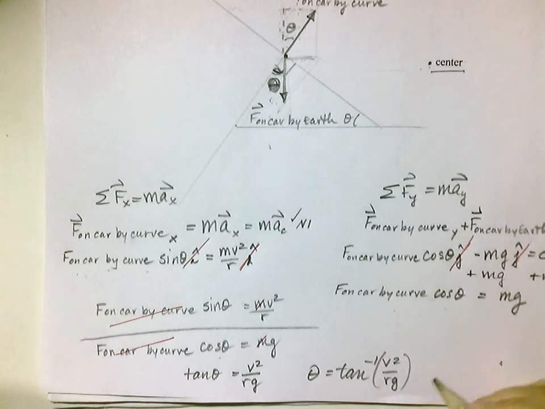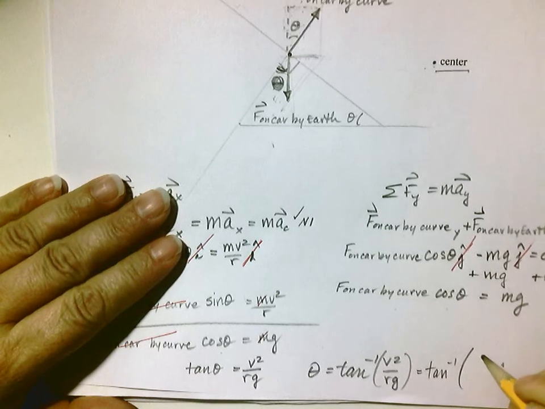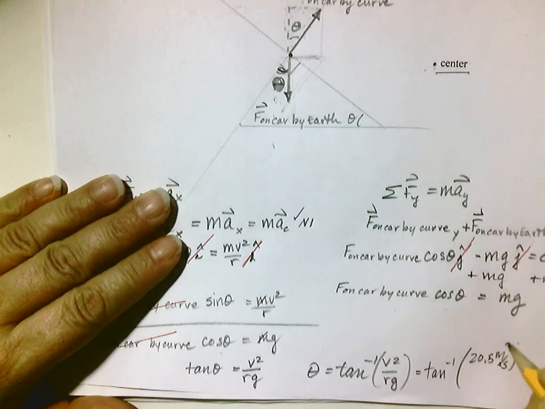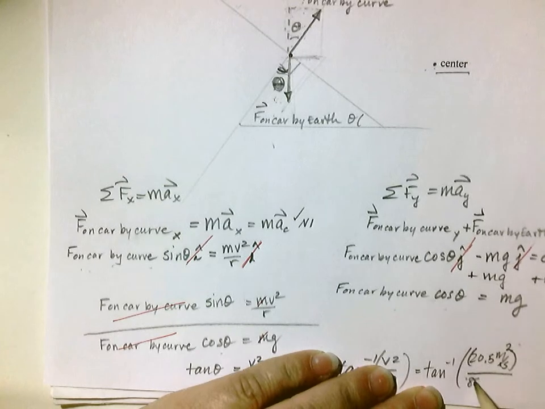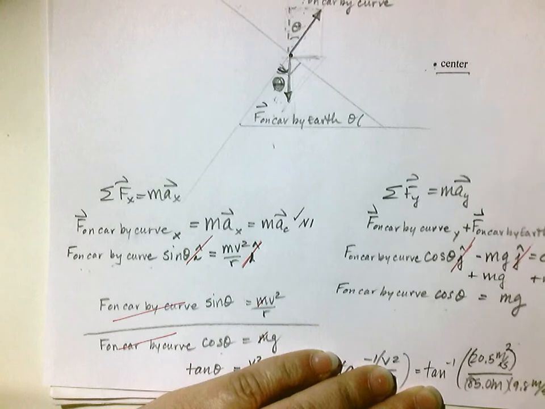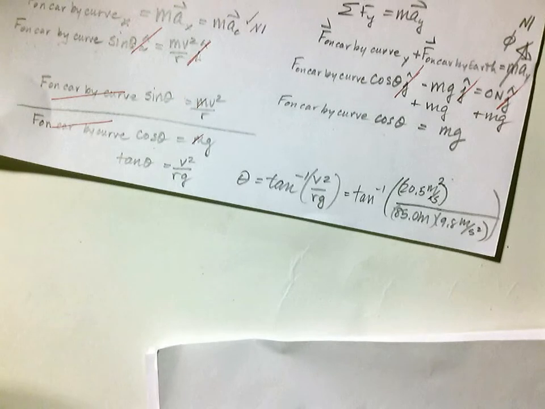And then all we have to do is substitute in our numbers. So the arctangent of 20.5 meters per second, squared, divided by 85.0 meters times 9.8 meters per second squared. And I'm going to need another piece of paper. Phooey. Okay, you need another piece of paper. Hopefully you wrote a little bit smaller than me. If not, you can always put it on the back.